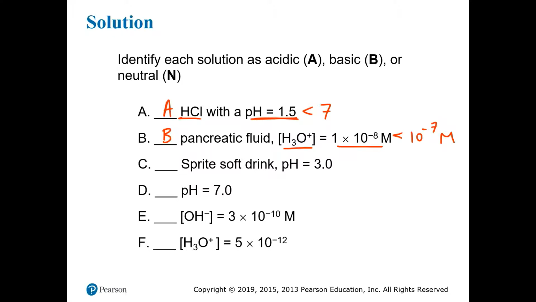For C, we're just looking at the pH of Sprite soft drink. It has a pH of 3.0. This is less than 7, and so therefore this is acidic, as most soft drinks are. A pH of exactly 7.0 we know is neutral.